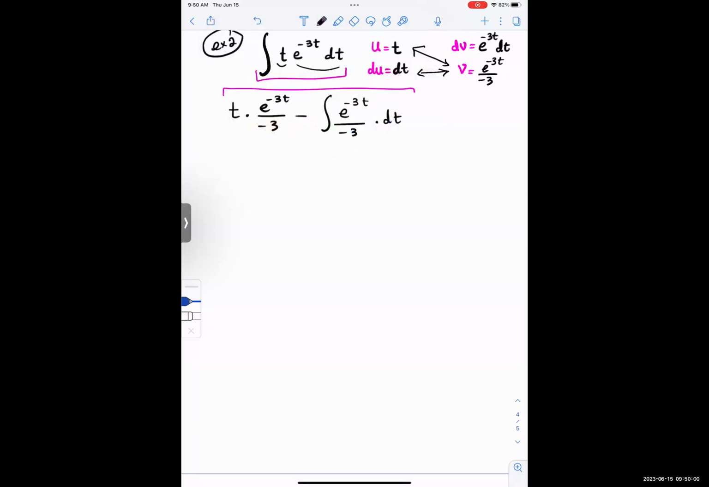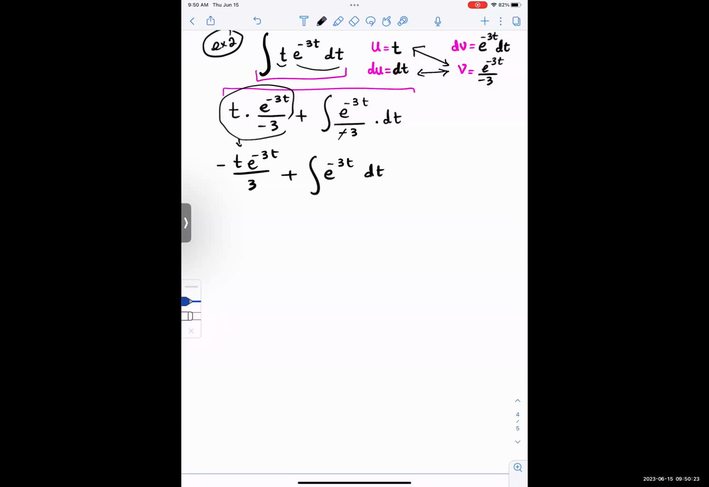So I'm going to write the first piece out, negative t e to negative 3t over 3. So I just rewrote this one. This is just the rewrite. And then minus, and this one makes it plus. So plus the integral of e to negative 3t dt.